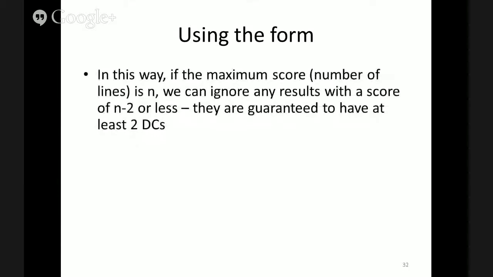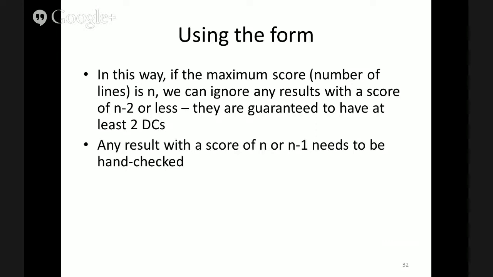Okay, so in this way, there's a little bit of algebra. I promise you this is all there is. If the maximum possible score that you can get is n, the number of lines that you used, then you can ignore any results with a score of n minus 2 or less. Why? Because each of those score points is worth a DC. So if n is 5, if your maximum score is 5, then anything that's a 3 has at least 2 DCs that the system found, you're done. If it has a score of 2, it's got 3 DCs. If it's got a score of 1, it's got 4 DCs. So you only need to check n and n minus 1.